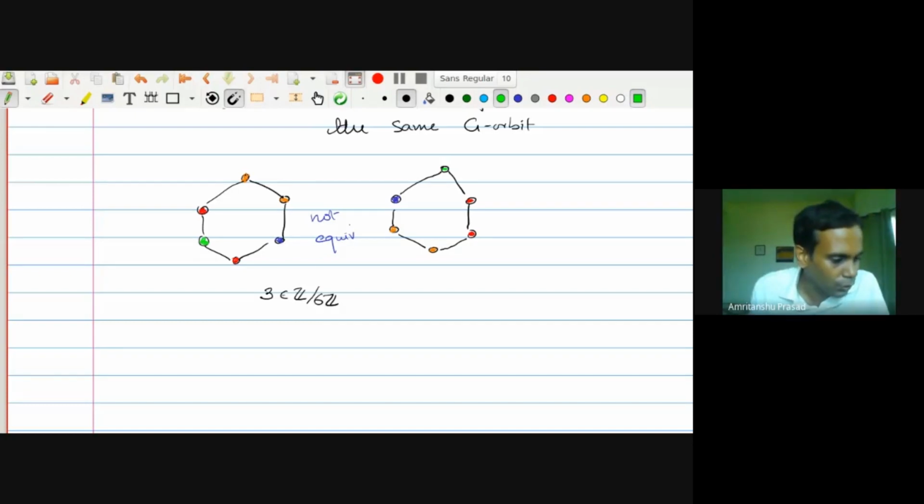Okay, but let's stick to mathematics here. I don't have enough time to dive deep into chemistry. So this is the kind of problem that we are interested in. We want to fix the number of beads of each color, and then we want to say how many equivalent necklaces there are.